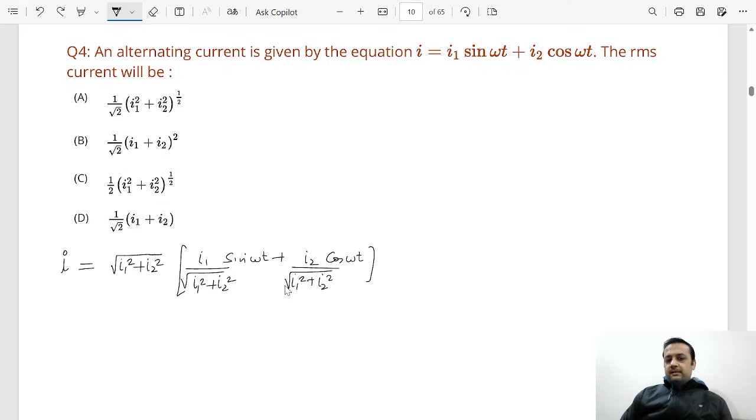Now basically if you call this value as cos theta, this will become sin theta. Why? Because you can look at this by the triangle. This is taught in mathematics, by the way. Suppose I say that cos theta is I1 upon under root of I1 square plus I2 square. Look, what will this value be? This value will be clearly I2. You can see that this is square plus this is square and the root will be this square. You can see that this is satisfying Pythagoras.